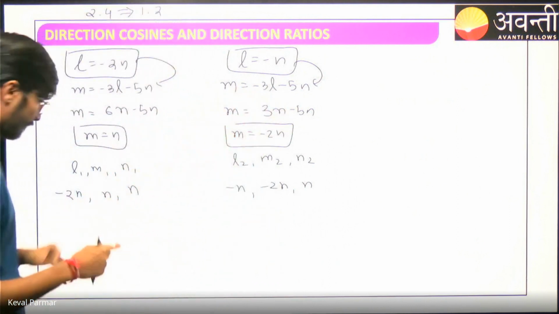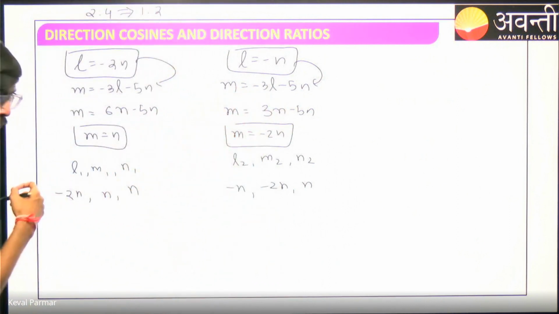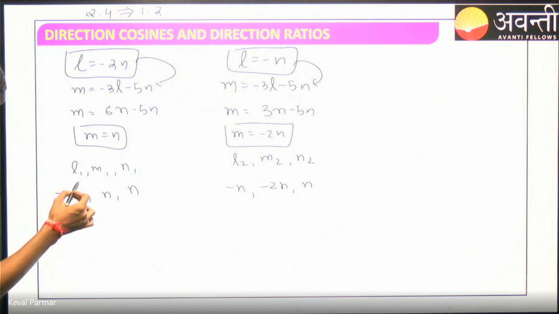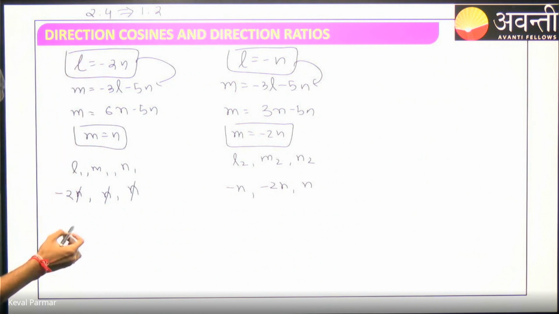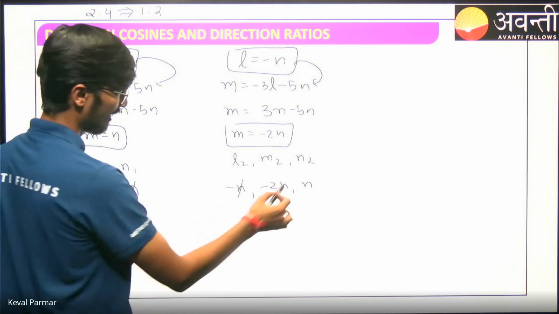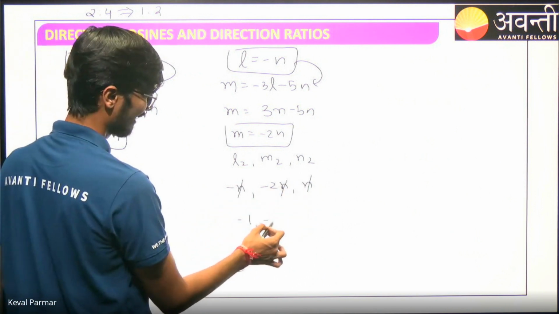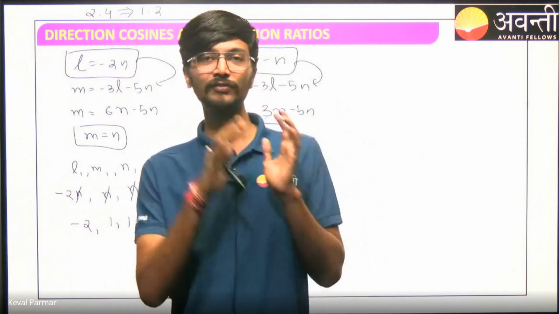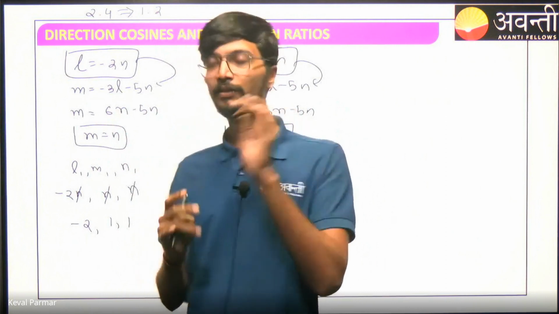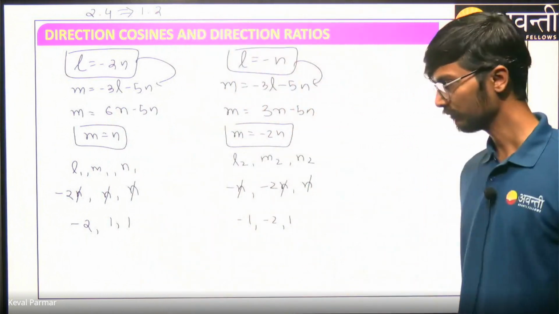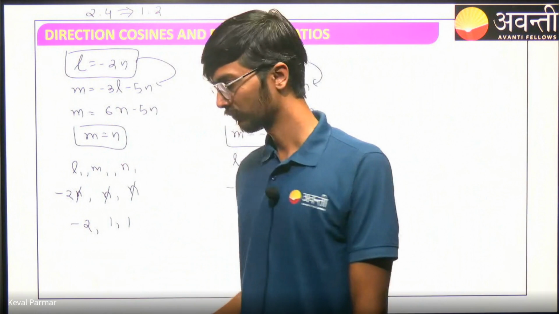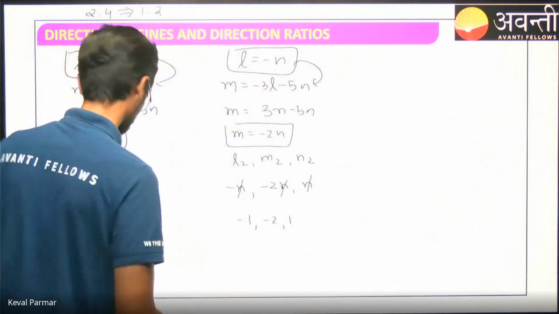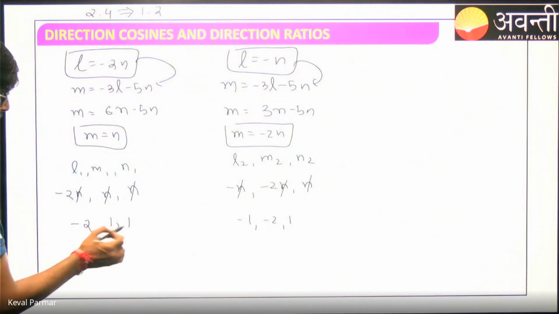So let's say these are the direction ratios. I can cancel out n here, and I'll get minus 2, 1 and 1. Similarly, I can cancel out n here and I'll get minus 1, minus 2 and 1, because they are ratios. And in ratios, we can multiply and divide or cancel out terms to get the simplest form. So these are the values of direction ratios, that is minus 2, 1 and 1.